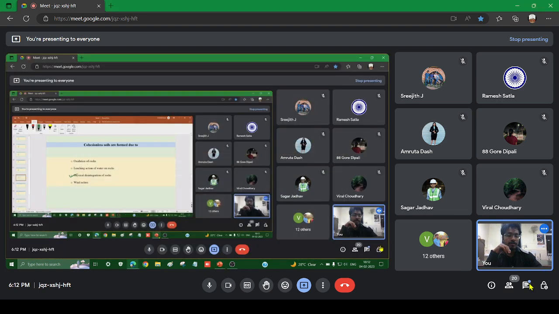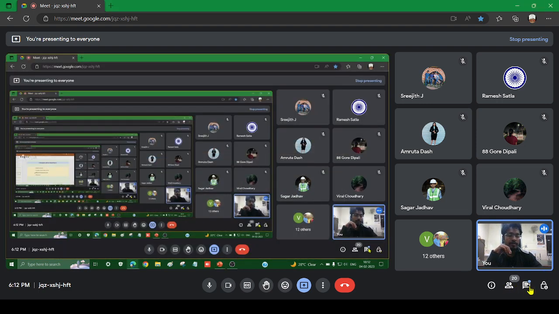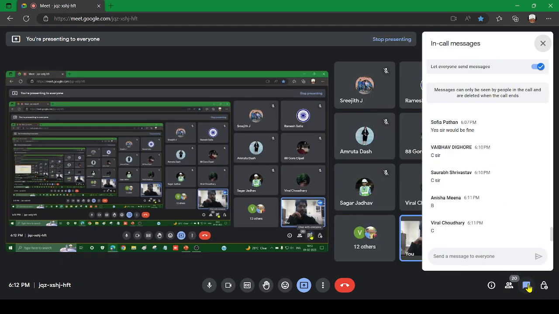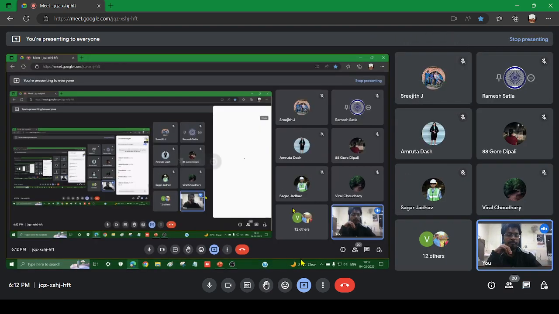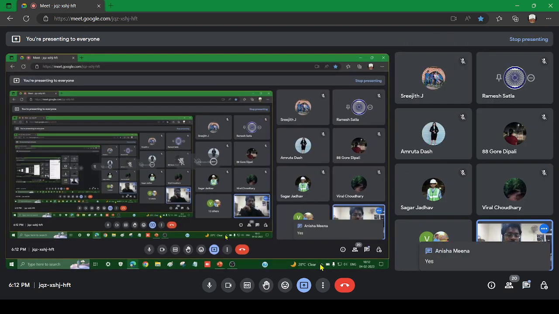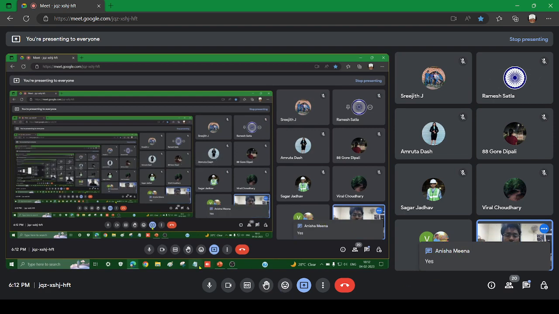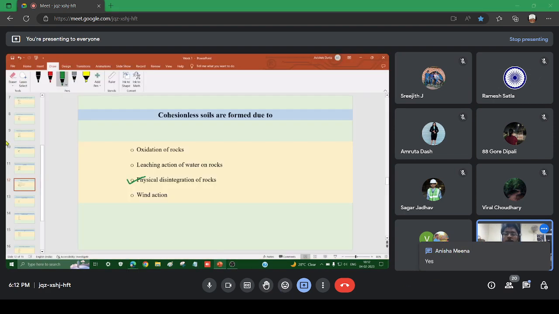Is it clear? Who said option B? No, Vaibhav, you told the correct answer. Those who said option B, is it clear for them? Okay, going to the next question now.